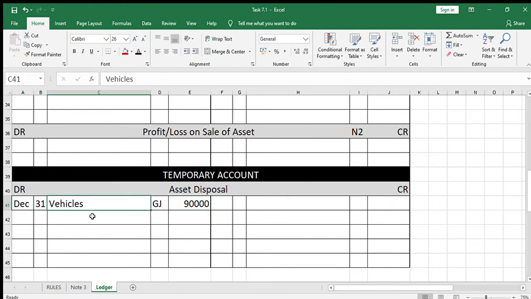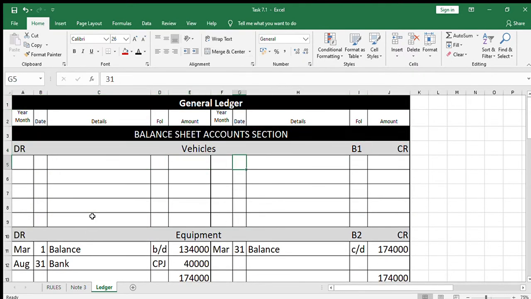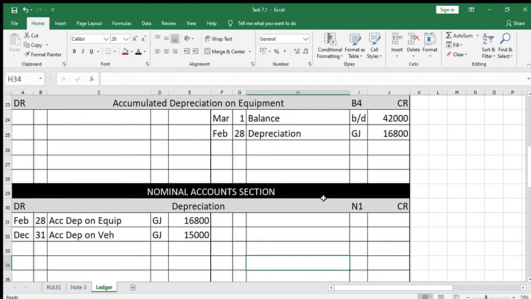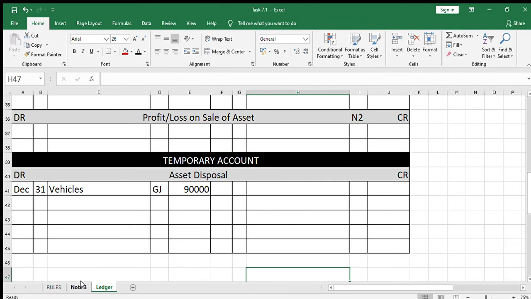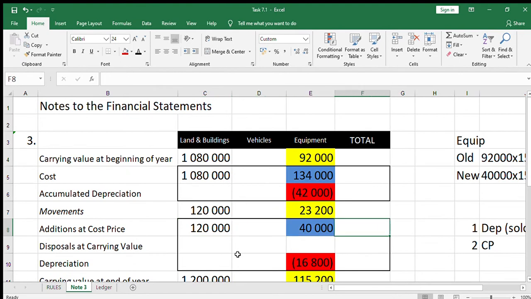The reason it's on the debit side here is because in its own account, vehicles, it needs to be on the credit side. The reason being that when an asset is sold, the asset vehicles decreases. We also need to bring down the balance for vehicles here. This was given to you in the question, 390,000. So we've got 90,000 on the credit side of vehicles and on the debit side of asset disposal. Mostly you're concerned about note 3. So in note 3, remember, we always do our disposal on the side so we can get that information. We're going to put your cost price, 90,000.